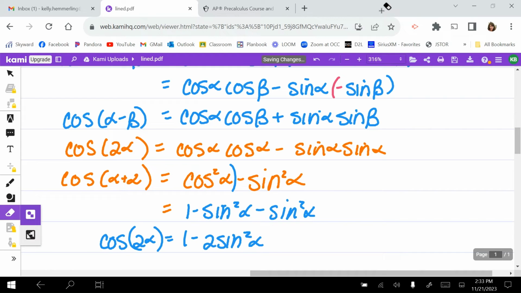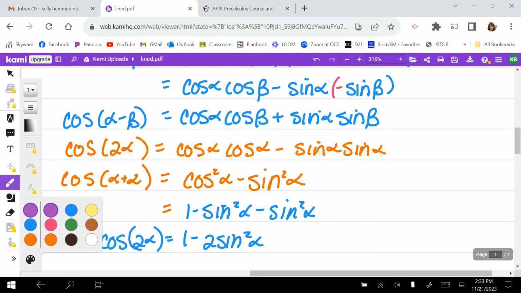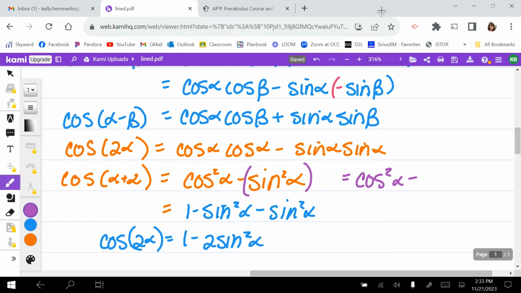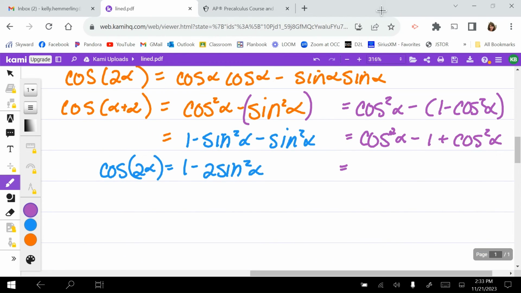Likewise, you can go back to cosine squared alpha minus sine squared alpha. But let's replace this sine squared alpha using the fundamental identity again. So cosine squared alpha minus 1 minus cosine squared alpha. Distribute the negative. And combine like terms, and you have 2 cosine squared alpha minus 1, which is another identity for cosine of 2 alpha.